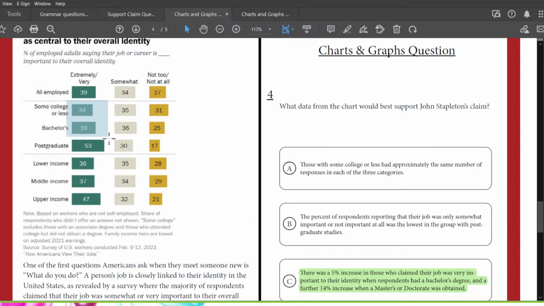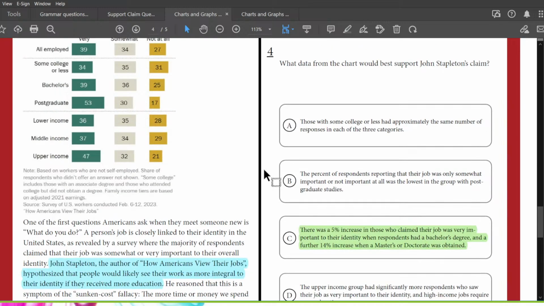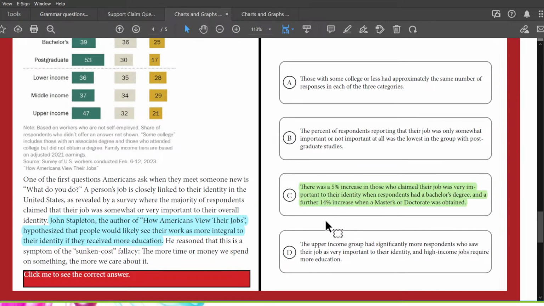So let's take a look at those numbers. 5% increase, yes. We would go from 34 to 39. A further 14% increase. We go from 39 to 53. That is 14% more. So I think this is where I want to be looking. This is the best answer. And it also focuses on the biggest number. 53% of postgraduates say their job is very important to their overall identity. If you studied the same thing for 8, 9, 10 years, I would hope so. So I think this is the best choice.